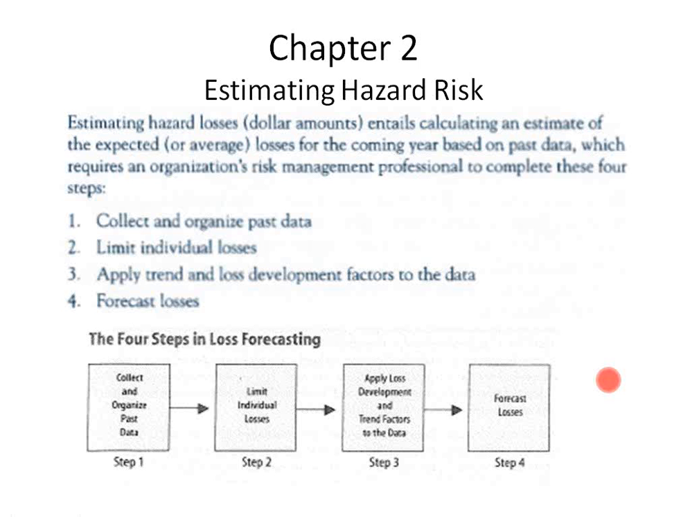The other area to memorize, again, is four steps. It talks about steps, bullets, whatever you want to call it. The four steps in loss forecasting: collect and organize the past data, limit individual losses, apply loss development and trend factors to the data, and then finally forecast your losses. When you think about why you limit individual losses, there will probably be a question on that. The idea is that you need to smooth out the data. You don't want outliers to skew your data so much, so you limit individual losses, typically to the self-insured retention level, and this helps with the estimating.